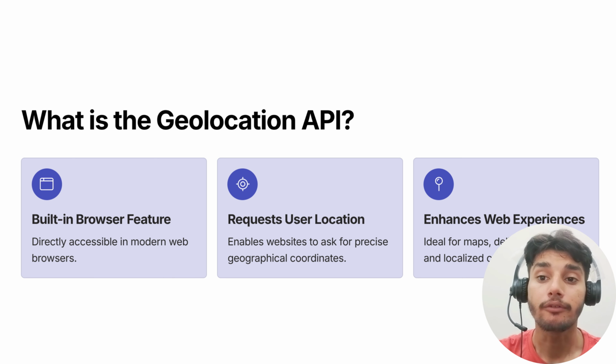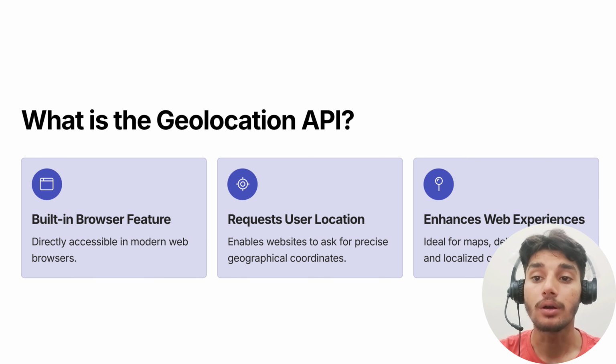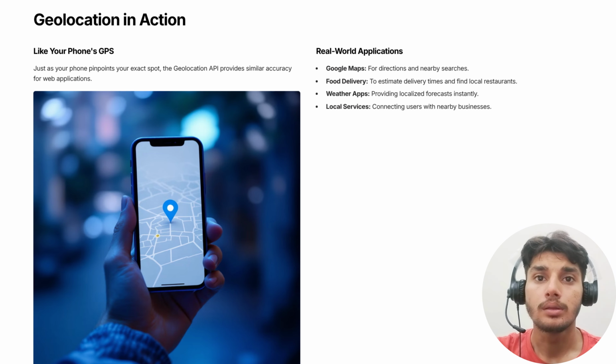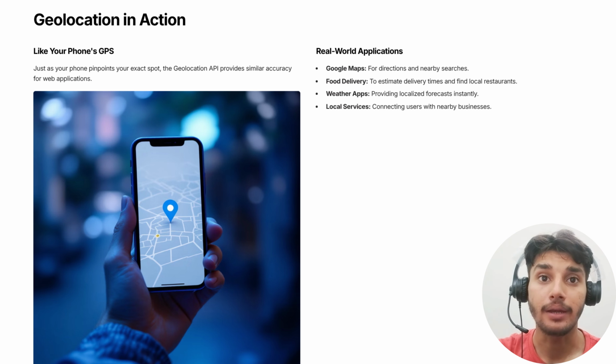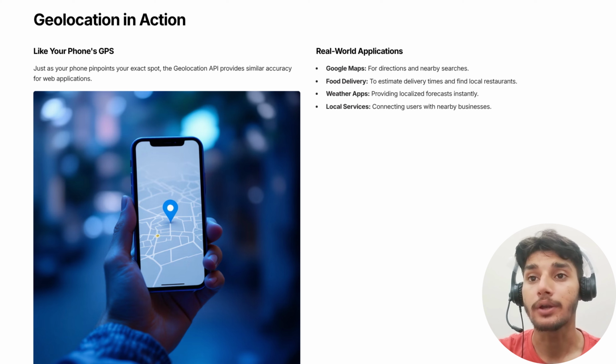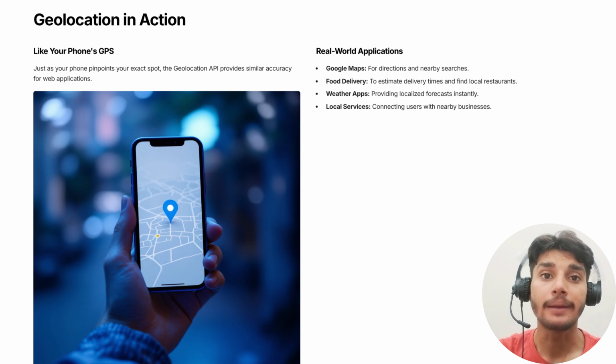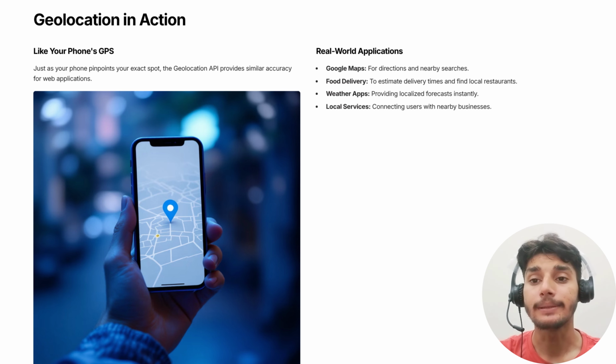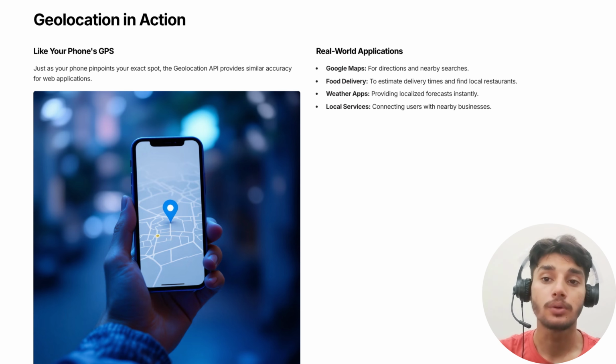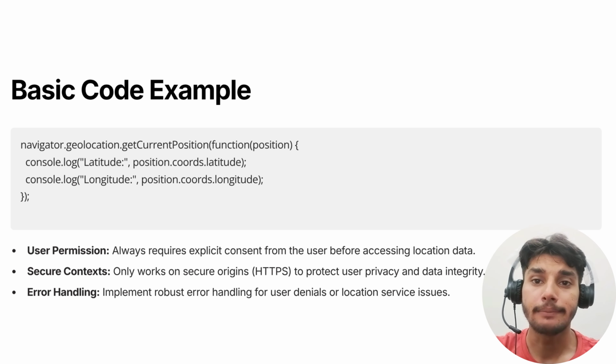It's great for services like maps, weather updates, or food delivery. Think of it like opening your GPS. It shows where you are right now. Apps like Google Maps, Uber Eats, and weather apps use it to provide more relevant and personalized information based on where you are.